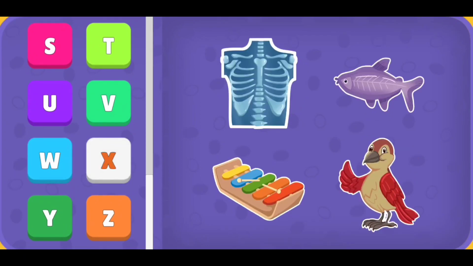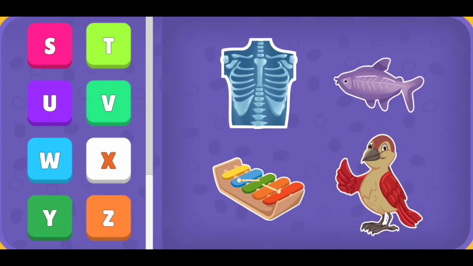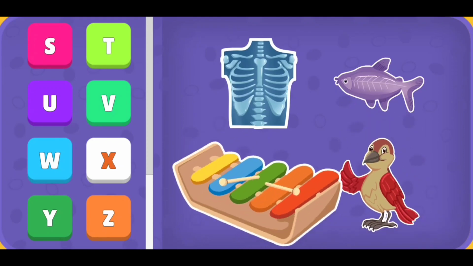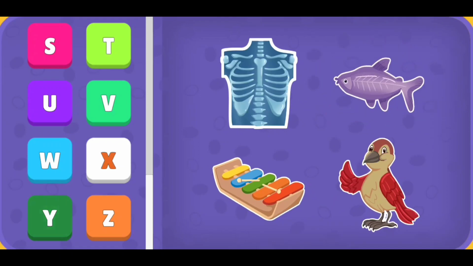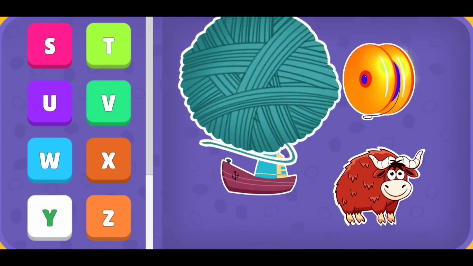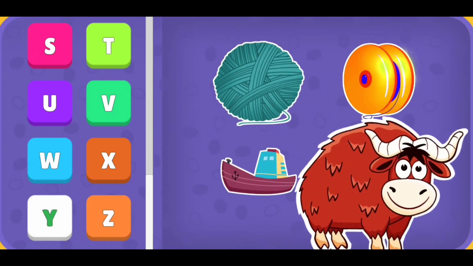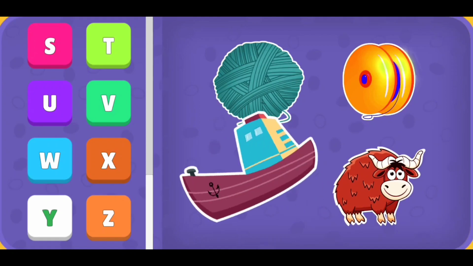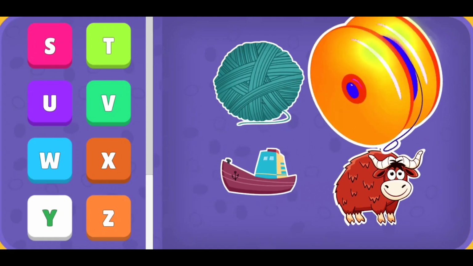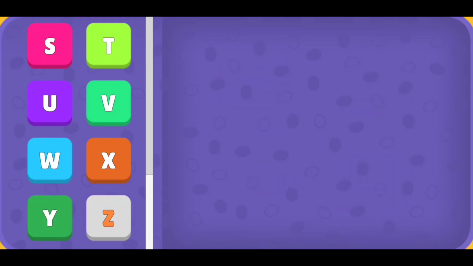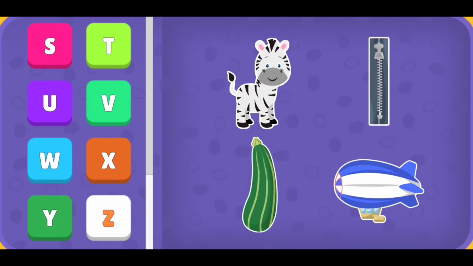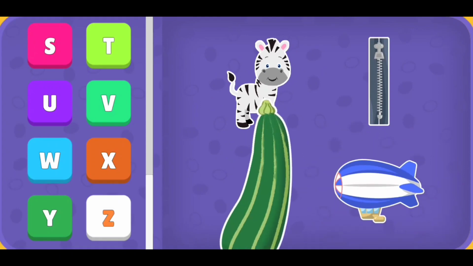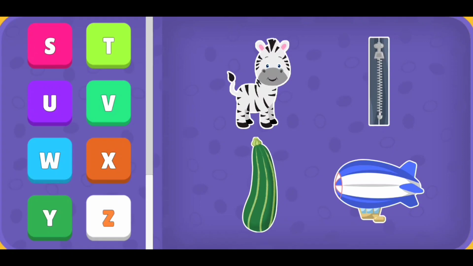X. X-ray. Xylophone. X-ray fish. Y. Yarn. Yak. Yo-yo. Z. Zebra. Zipline. Zucchini. Zipper.